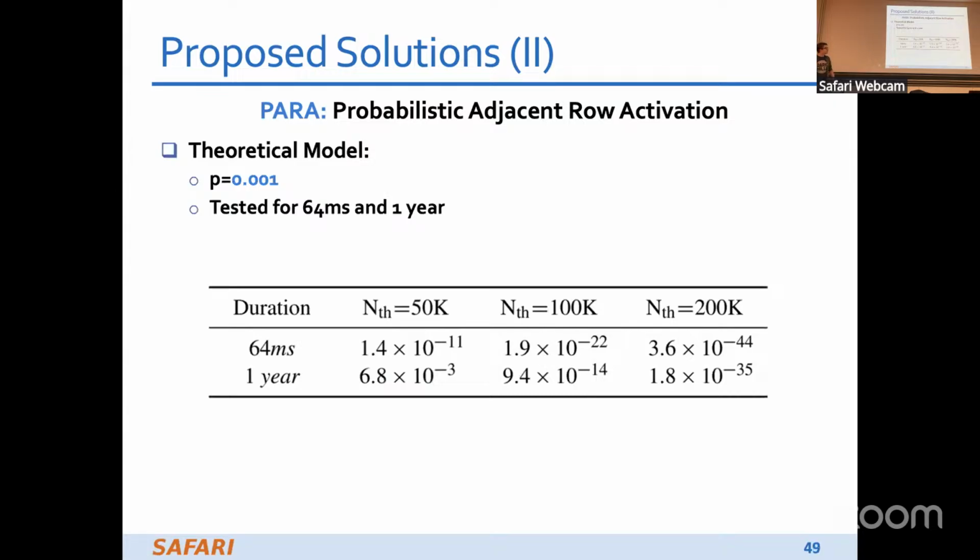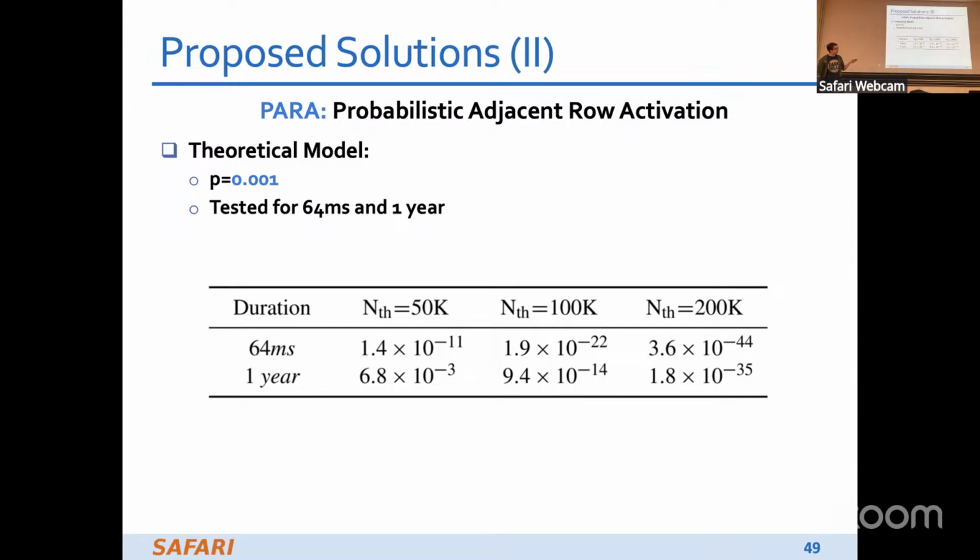And they have tested PARA as a theoretical model with a parameter they set, probability as 0.001. And they have tested both for runtimes of 64 milliseconds of just the same program and for 1 year. They have evaluated this in the table you can see below, with N referring to the number of activations that happen on the aggressor row.